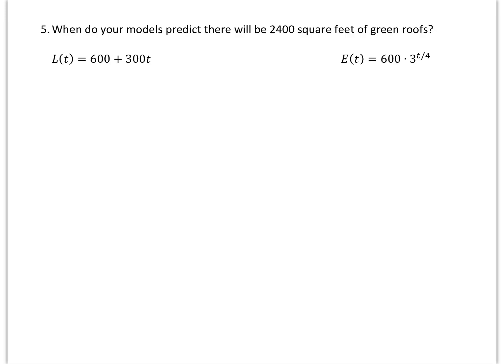When do each of the models predict that there will be 2,400 square feet of green roofs? What I'm going to do is set each of these functions equal to 2,400 and solve for t, because the question is when, so we're solving for time t. So I have 2,400 equals 600 plus 300t. 2,400 minus 600 is 1,800 equals 300t. Divide both sides by 300, and we get t is 6. So 6 months.